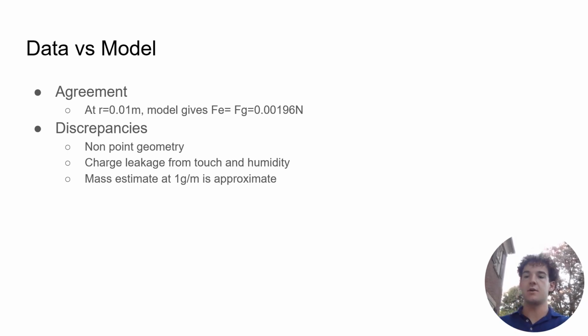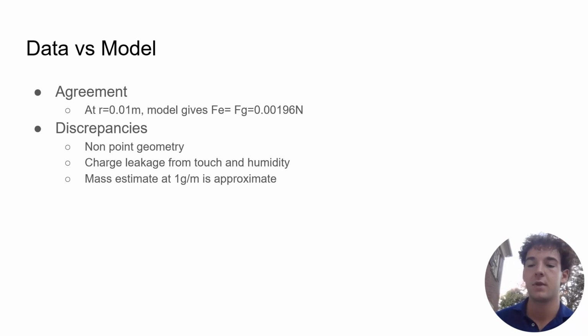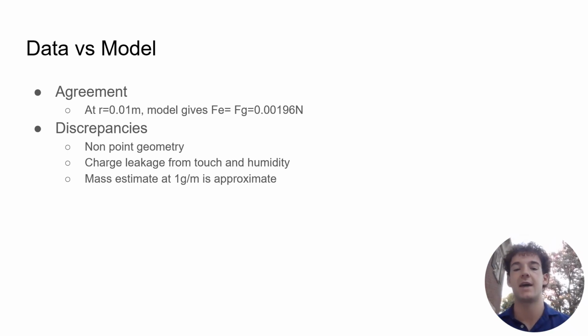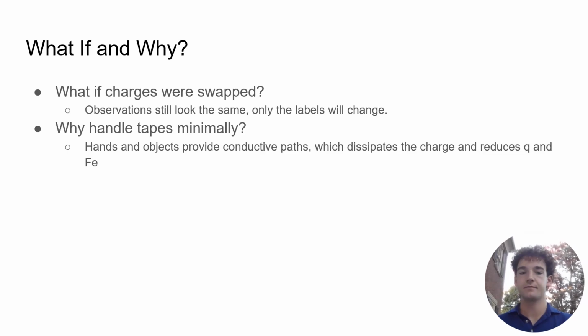This is our data versus model here. At 1 centimeter gap, the electric and gravitational forces were equal. But of course, the model simplified things and some limitations come in: treating the tape as a point charge, the charge leaking away from humidity or us touching it by accident, and the fact that we estimated the tape's mass or density value, which might not be exact. These limitations don't change the overall conclusion, but they help explain why in the real world it doesn't happen every time. We had to do the experiment quite a few times to get it to actually work, whereas the model works every time.